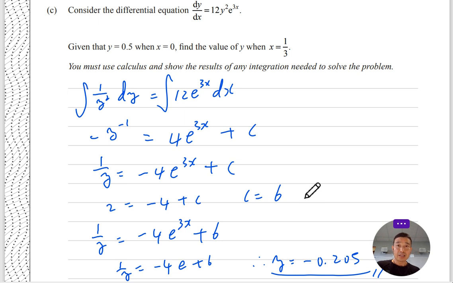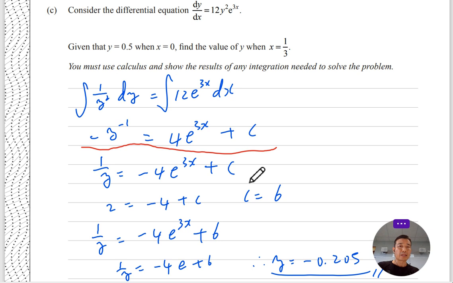Consider the differential equation. Again, differential equation. Given that y equals 0.5 when x is 0, find the value of y when x is 1/3. So same as the previous question. 1 over y squared, isn't it? So you have to split the terms with the y and the leftover right-hand side. So when you integrate it, you get that, right? Because 1 over y squared means y to the power of negative 2, and you use a power rule to integrate. And that means 1 over y is negative 4 e to the power of 3x plus c.